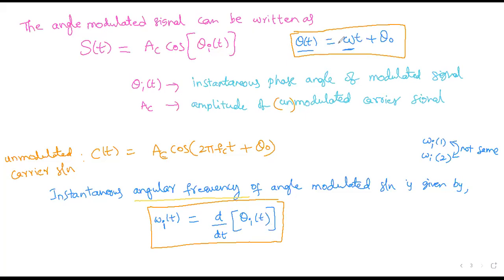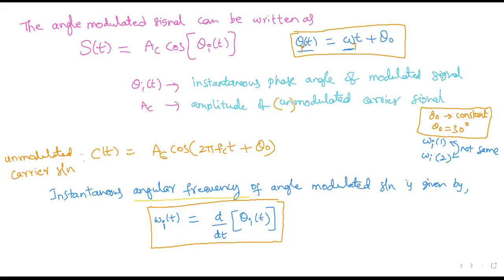So this theta I of t is equal to omega I t plus theta naught. And remember one thing, theta naught is an initial phase angle which is not at all changing with respect to time. Theta naught is always a constant. It will not change with respect to time. Initially you can think of theta naught as something like 30 degrees or 60 degrees or 33 degrees. Theta naught is a constant, and it's not going to change with respect to time.